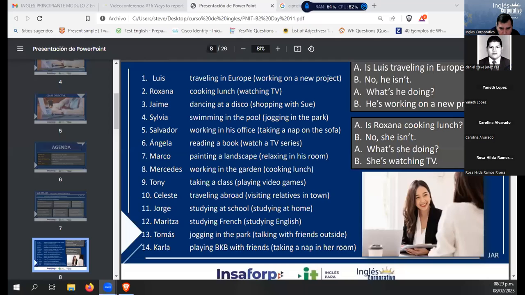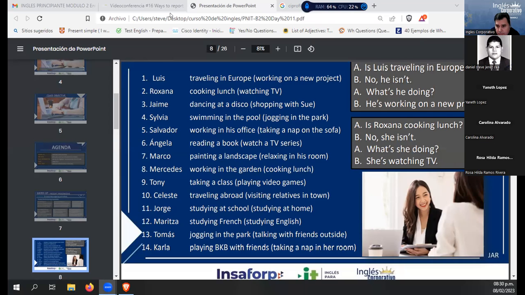Uno por uno, solo por ejemplo, cuando sea él, vamos a utilizar el his. Y cuando sea ella, el he. El she. Vaya, entonces, si quieren, vamos practicando así, dos y dos. ¿Cuántos somos? Cuatro. Seis. Cuatro somos.